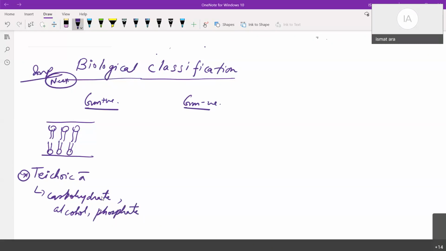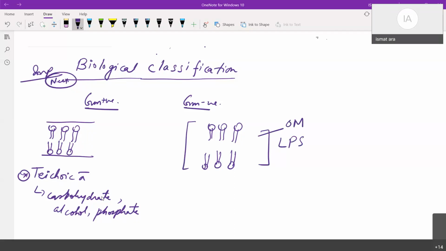What about gram-negative bacteria? In gram-negative bacteria, one additional layer is present. Just now I told you that it is the lipopolysaccharide layer. Suppose this is the layer of lipopolysaccharide, a lipid bilayer. This is one layer of fatty acid. This is another layer of fatty acid. Together they are called a lipid bilayer. This is the cell wall part. This is called LPS, lipopolysaccharide. Or you can say it is the outer membrane.